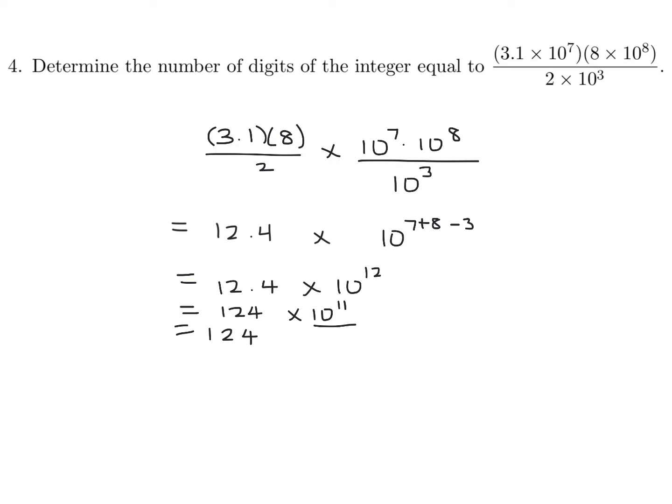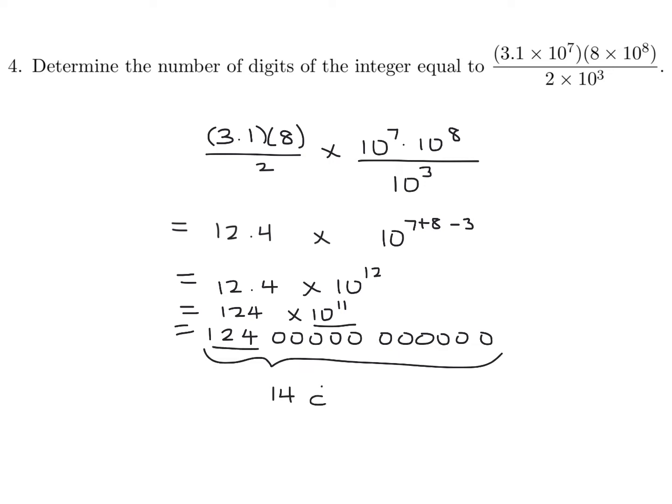This 10 to the power 11 really is just 11 zeros. So 1, 2, 3, 4, 5, 6, 7, 8, 9, 10, 11. So the total number of digits of this whole thing, well, the 11 zeros plus these 3, so 11 plus 3 is 14 digits. And that's it.